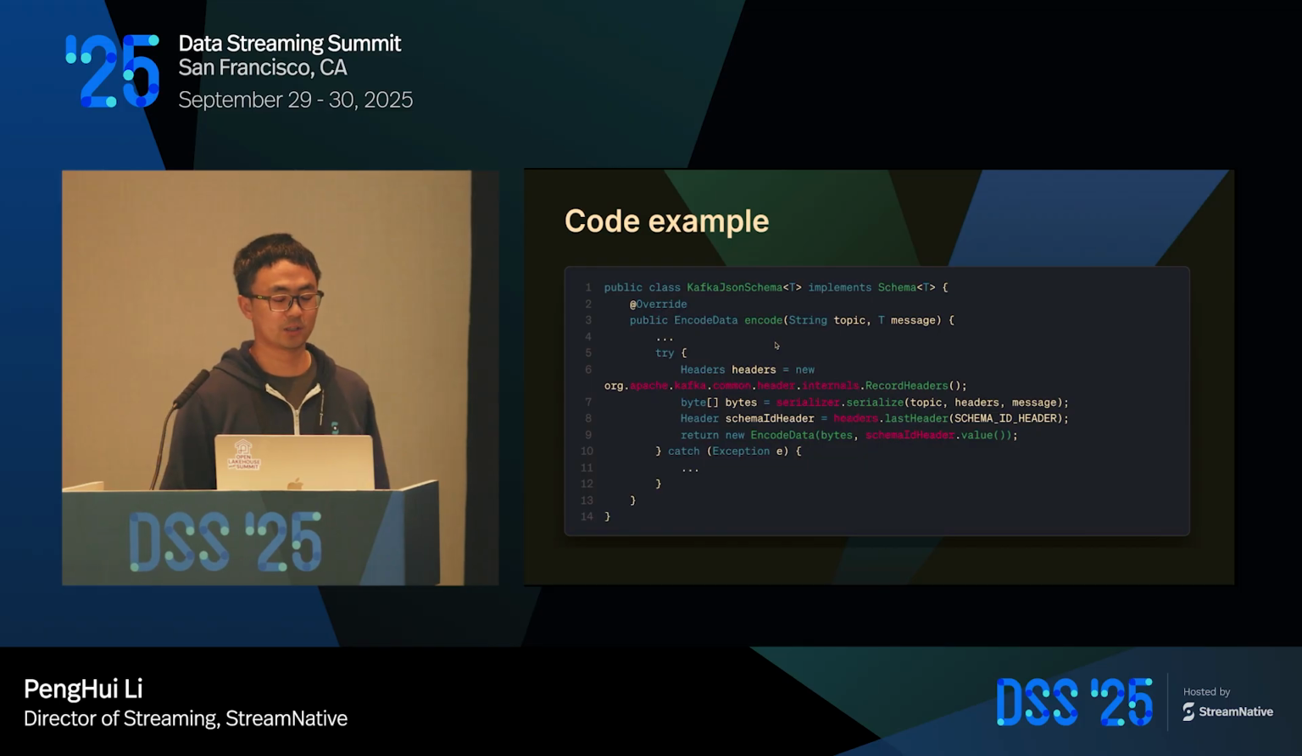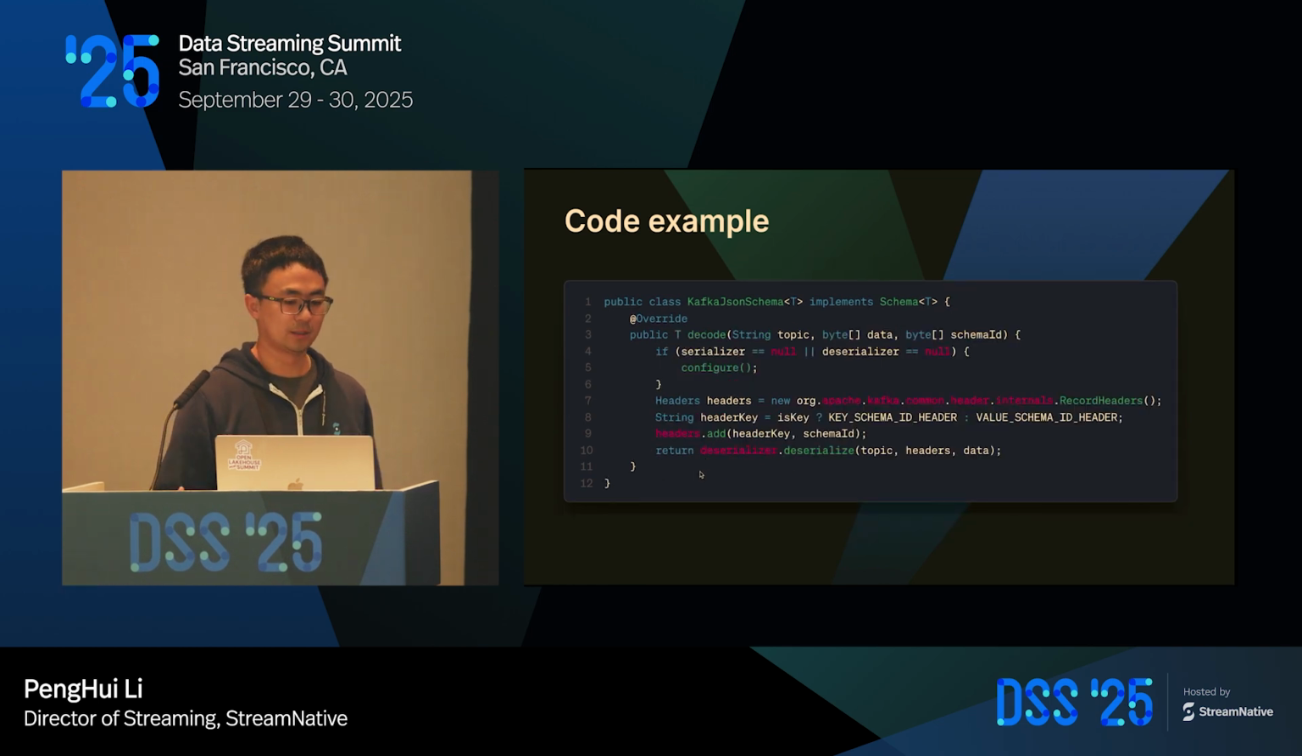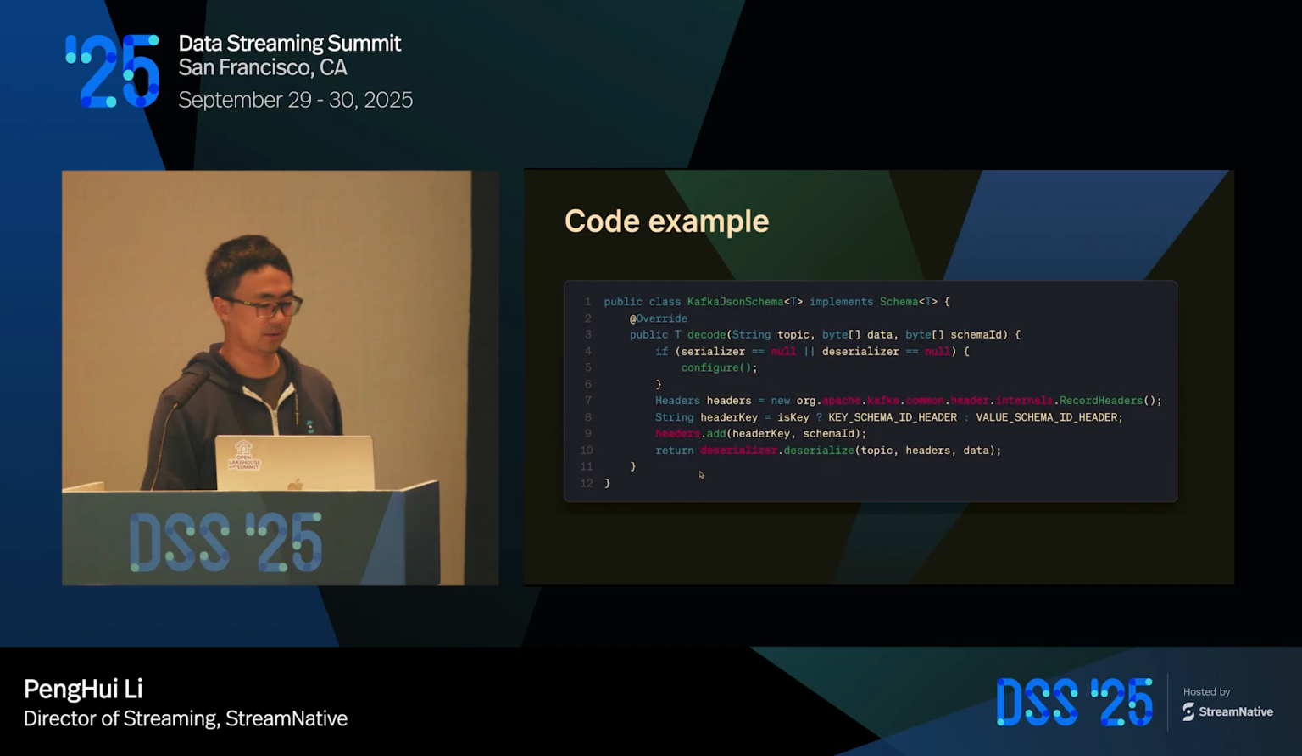Because in the future, we will also try to support validating the schema ID, even if you are using an external schema, just like Confluent schema does. And this is the decode method. It's the same as the encode method: get the header and try to deserialize the data based on the headers and data.